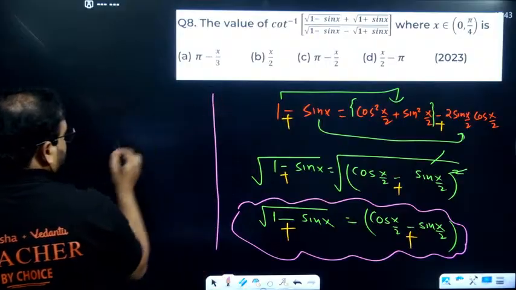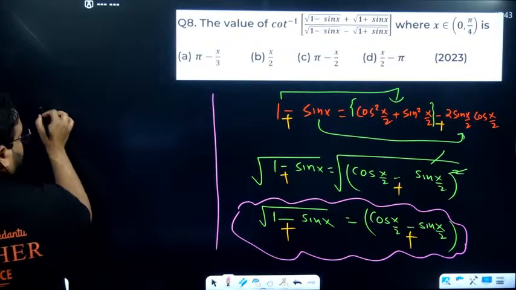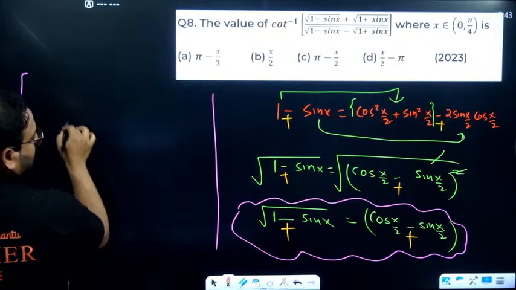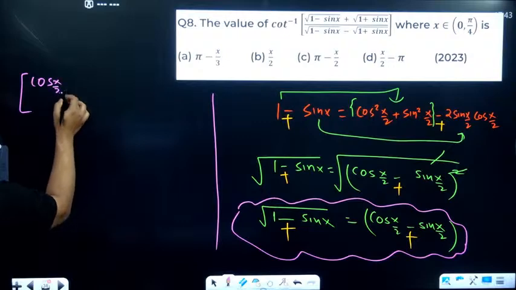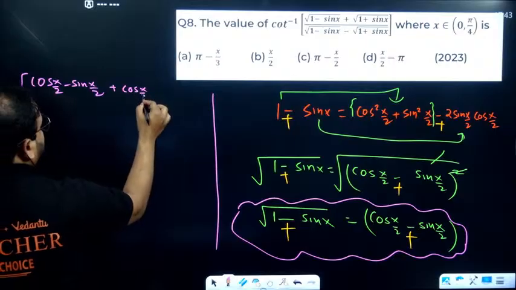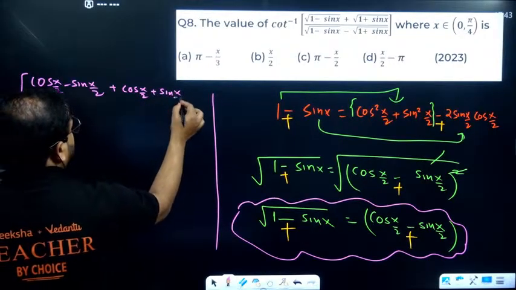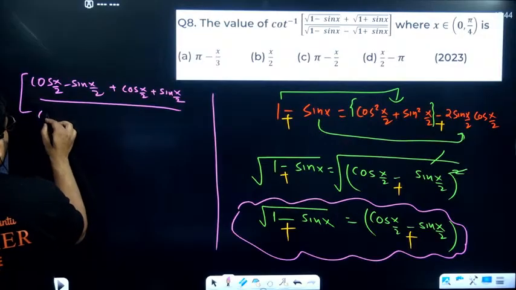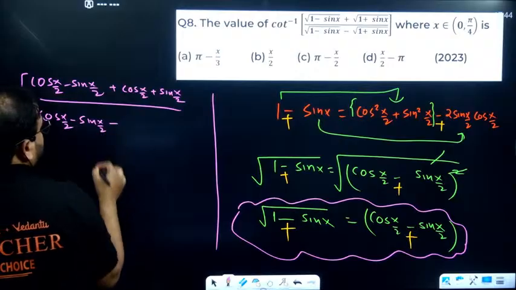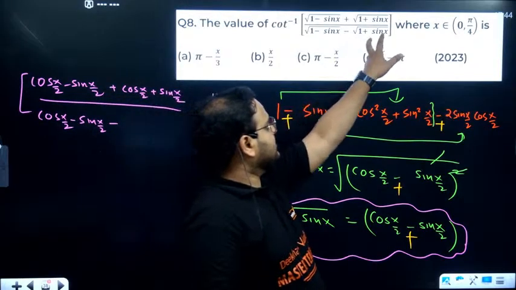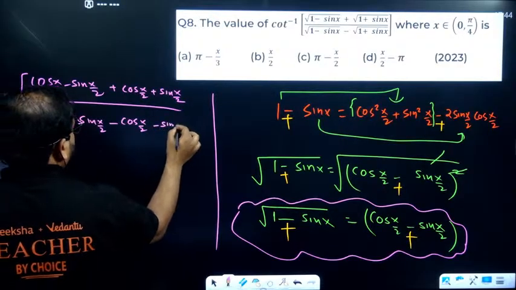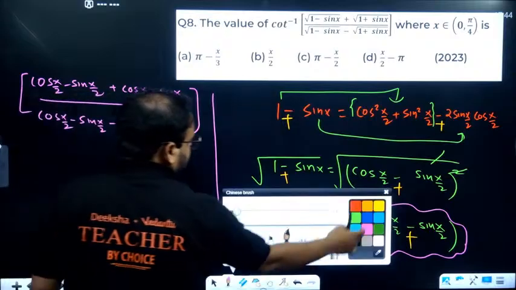So if you continue over here, you'll end up with, if you just write the inside part, cos x by 2 minus sin x by 2, because we have 1 minus sin over there, plus cos x by 2 plus sin x by 2, divided by cos x by 2 minus sin x by 2. There's a minus sign over there, so both terms will become negative: cos x by 2, and this will become minus sin x by 2.